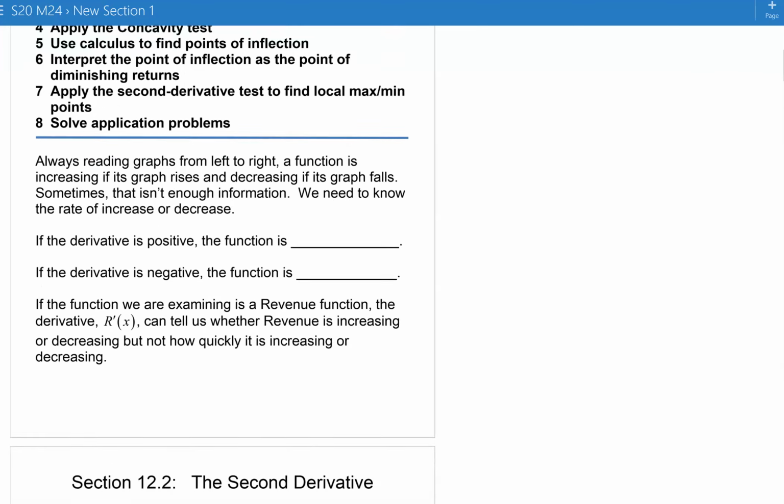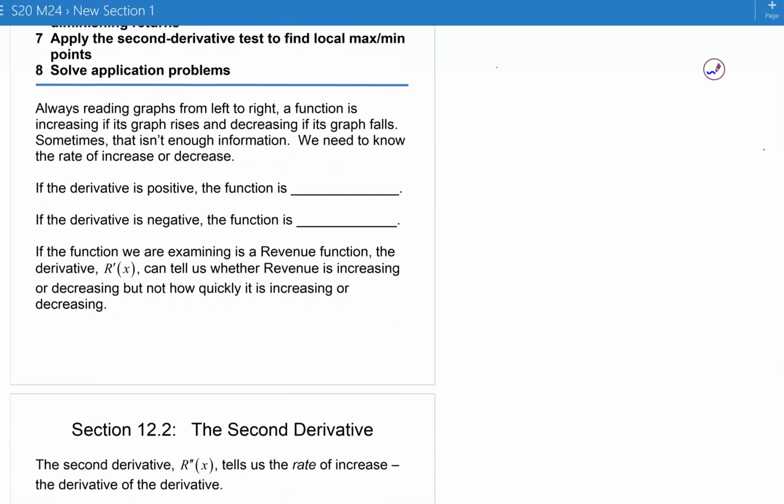So recall that we always read graphs from left to right. And if a function is increasing, its graph is rising, and its derivative is positive. So if the derivative is positive, the function is increasing. So that's a two-directional statement. If the derivative is positive, the function is increasing. If the function is increasing, its derivative is positive. So this is f prime greater than 0.